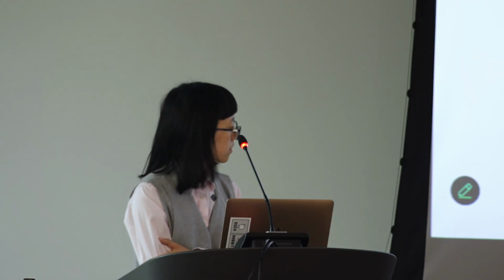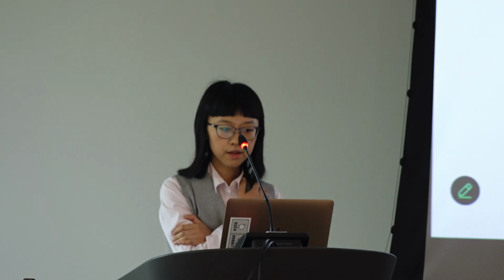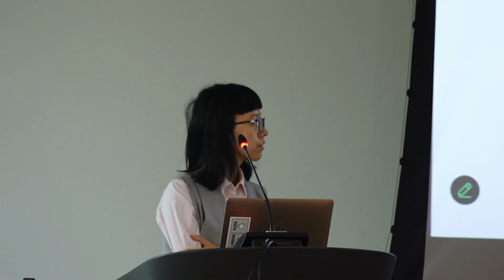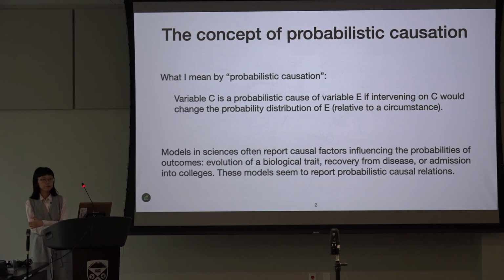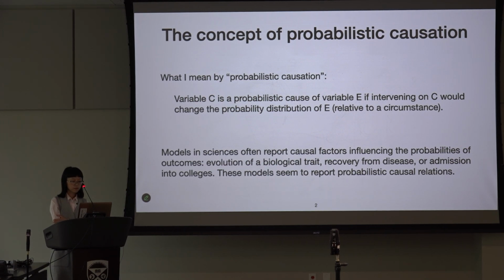Now, the significance of this notion comes from the fact that it seems like many models in science report causal factors influencing the probabilities of outcomes that we are interested in, such as evolution of a biological trait, recovery from a certain disease, or different people's chance of admission into colleges. And those causal models seem to be reporting probabilistic causal relations, or that is the interpretation of those causal models.